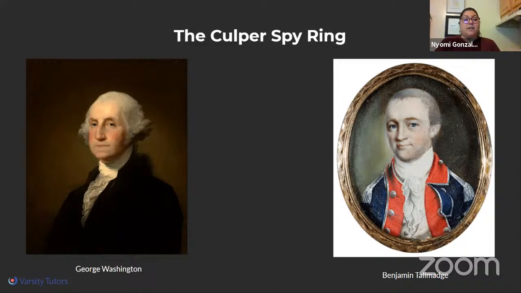The British took New York pretty early on in the war and held it for the majority of the war. And a lot of the Culper spy ring lived in and around or operated in and around New York, because that was pretty much the British base of operations. So in order to get a good idea of troop movements, troop numbers, and different things like that, they wanted to keep an eye on New York.